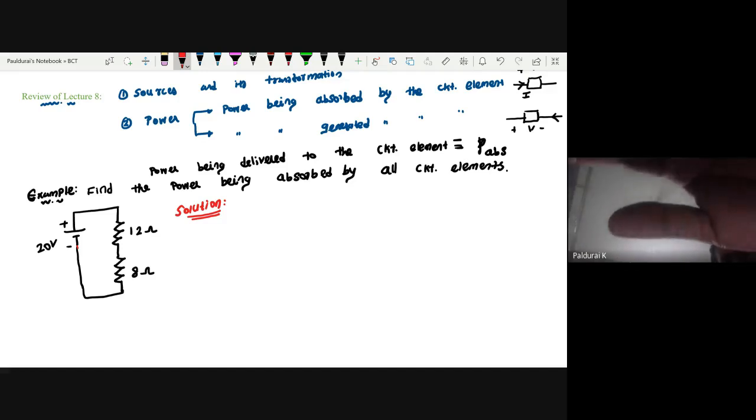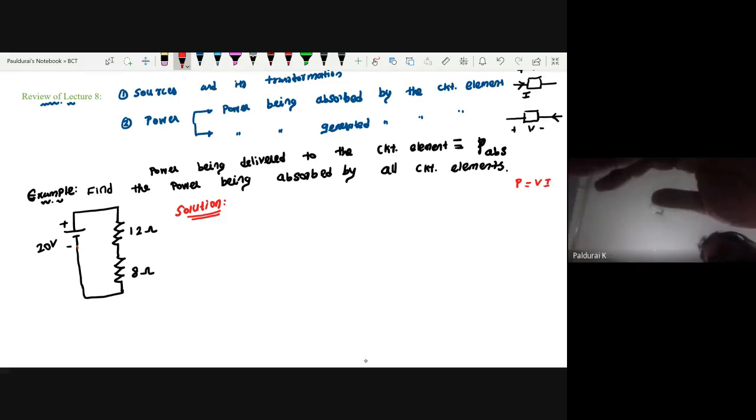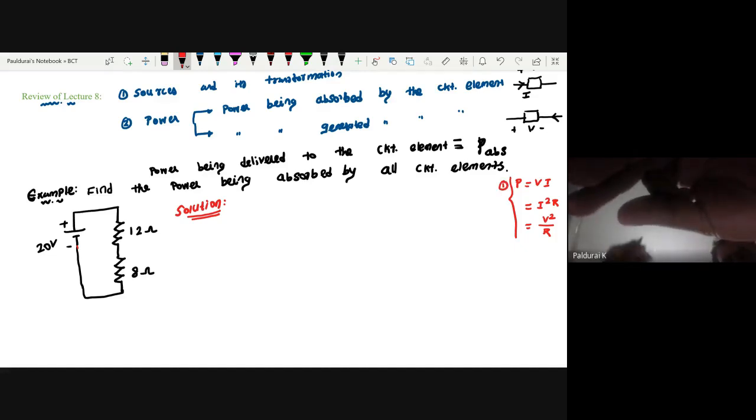In order to calculate power, you need to calculate voltage and current. So P equal to V times I. Otherwise, V equal to IR, so it becomes I squared R, or otherwise I equal to V by R, so it becomes V squared by R. These three formulas we already discussed, so you can follow any one. I want to follow the first formula. What is the current flowing through this voltage source? That I don't know. So always assume the current in clockwise direction. So this is my I.